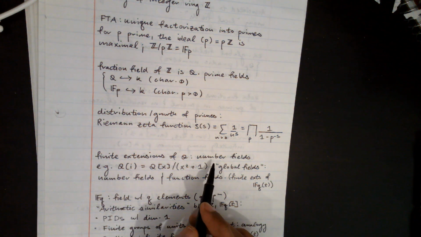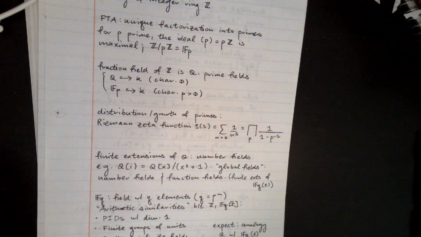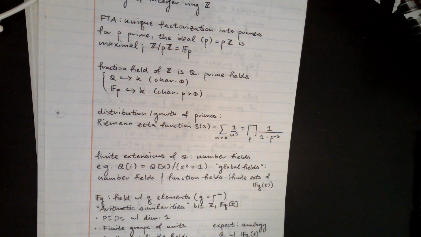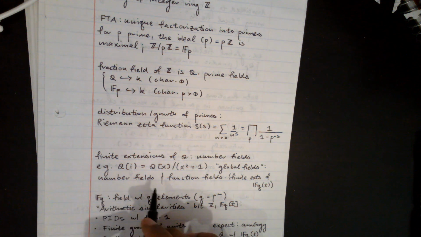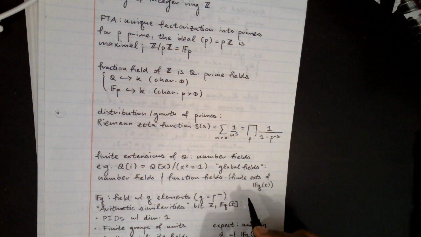Number fields are one of two types of what are called global fields. This will be an important subject, looking at what is a global field, what characterizes them, what sorts of properties they have. But naively, we can just say that global fields consist of finite extensions of the rationals and function fields, which are finite extensions of rational functions over a finite field F_q.